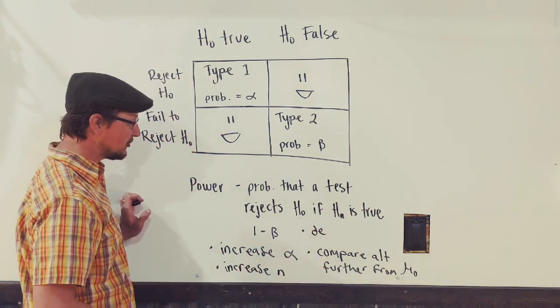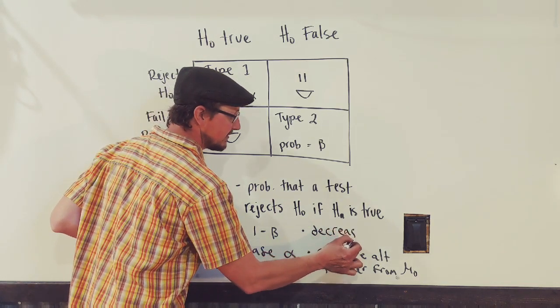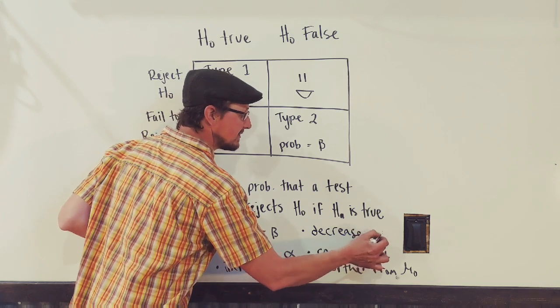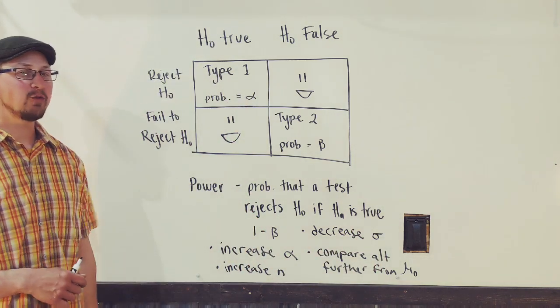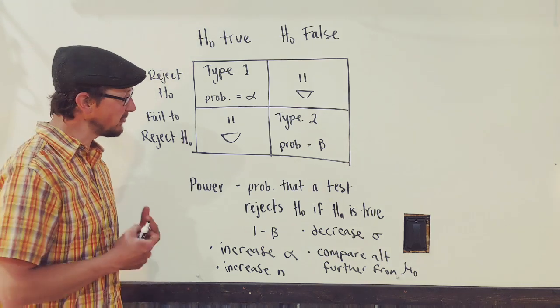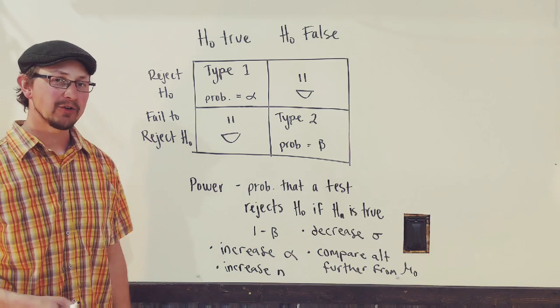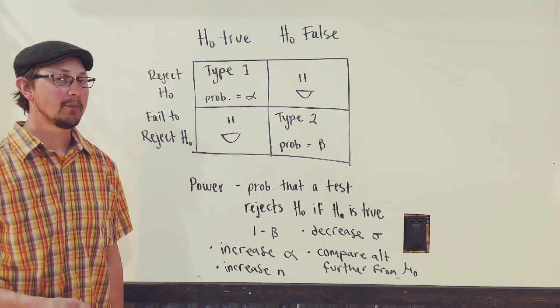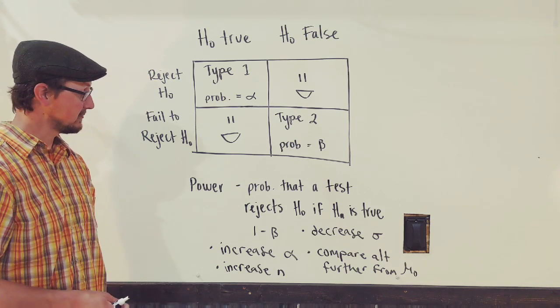The last way to increase the power is to decrease the standard deviation. For some way, if we can get more consistent results from our surveys, then that is going to increase the probability that we come to the correct conclusion about our null hypothesis.